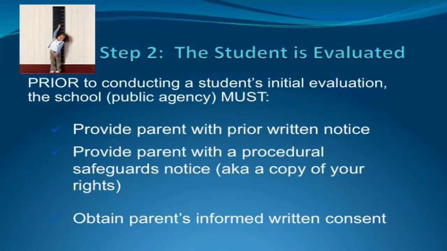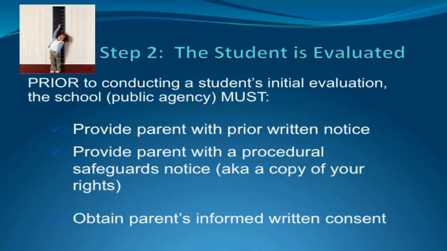Step 2, the student is evaluated. Now, if your child has an IEP, they went through an evaluation process, sometimes referred to as a global evaluation if it's their first evaluation. The official term is an initial evaluation. And prior to conducting a student's initial evaluation, the school must do these things. They must provide the parent with prior written notice. That basically means they're going to give you a piece of paper to say, we plan to assess your child, evaluate your child, and we're planning on starting it at this time.